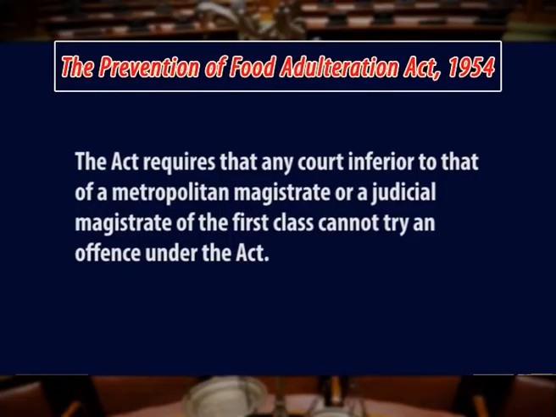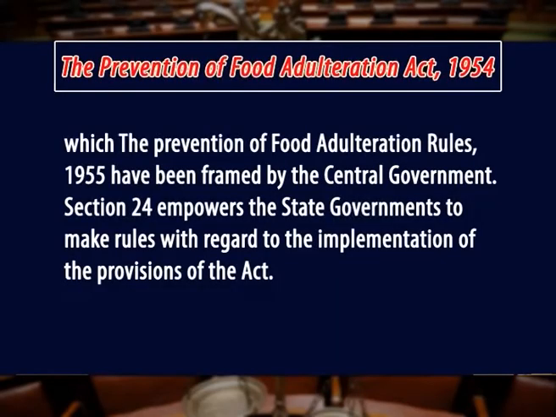The Act requires that any court inferior to that of the metropolitan magistrate or a judicial magistrate of the first class cannot try an offence under the Act. Further, the Act also empowers the appropriate governments to make rules, in consonance of which the Prevention of Food Adulteration Rules 1955 have been framed by the central government. Section 24 empowers the state governments to make rules with regard to the implementation of the provisions of the Act.